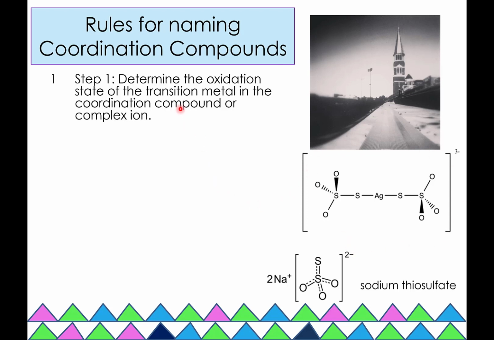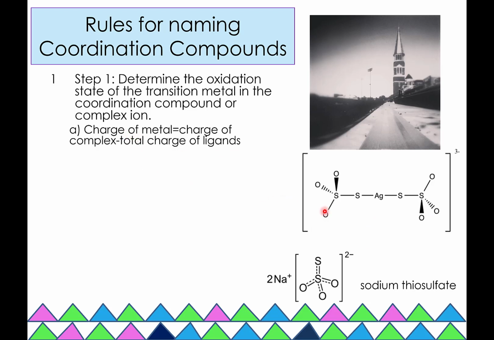So the first thing that you want to do when determining the name for a coordination compound is determining the oxidation state of the transition metal. So in this case, silver, for the coordination compound. Another way of saying oxidation state is just the charge. What is the charge? There's an easy way to do that. You simply take the total charge, the charge of the complex, and you subtract out the charge of the ligands, and you'll get the charge of the metal.